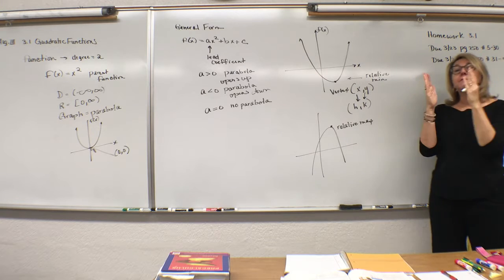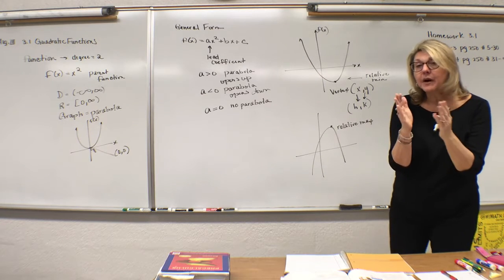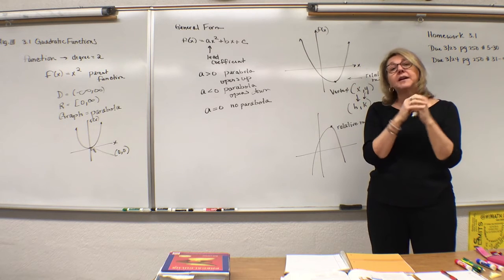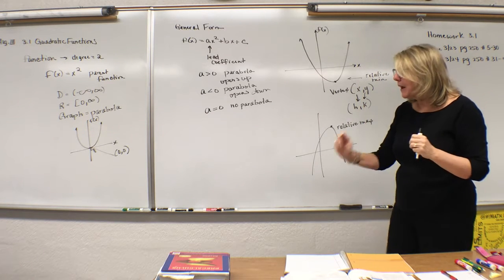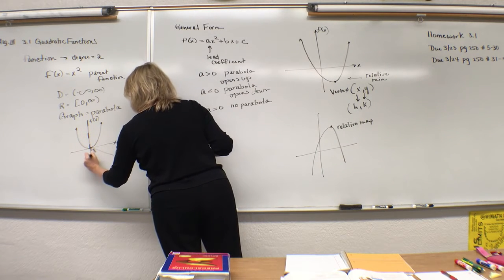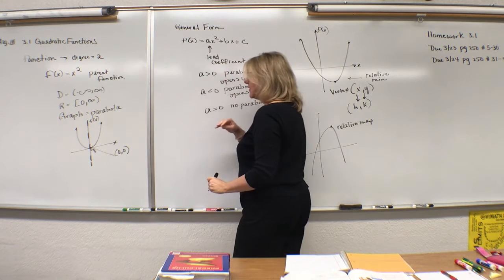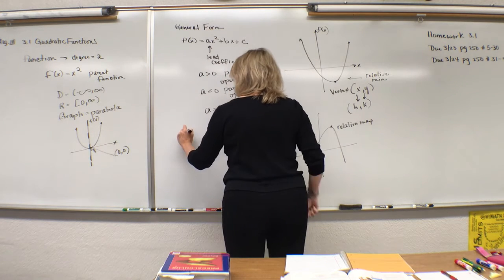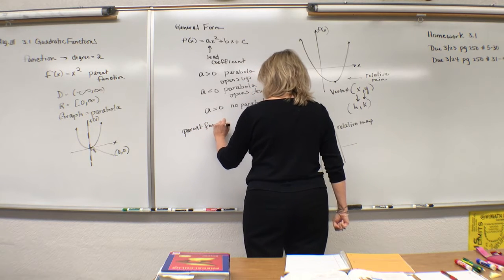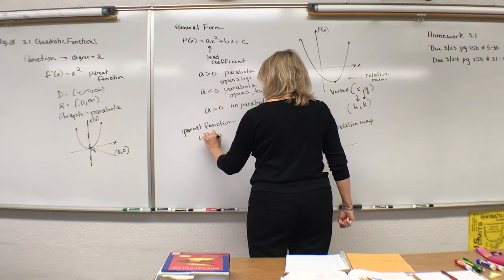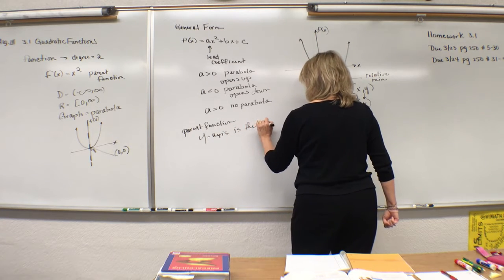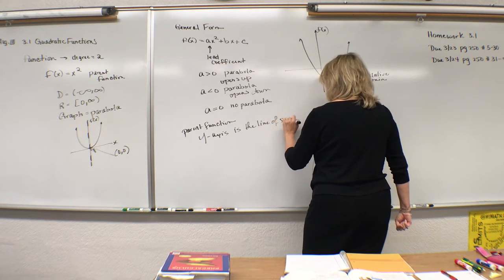In other words, I could fold my paper about a vertical line, and that vertical line then would create the identical images. In the parent form, it is in fact the y-axis, which acts as the line of symmetry. So in parent form, we say that the y-axis is the line of symmetry.